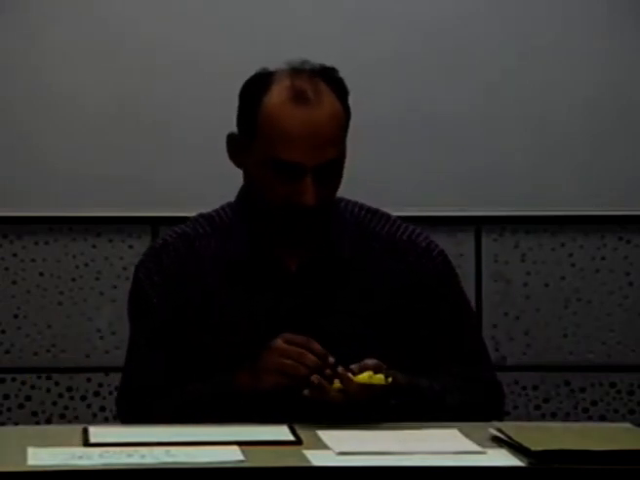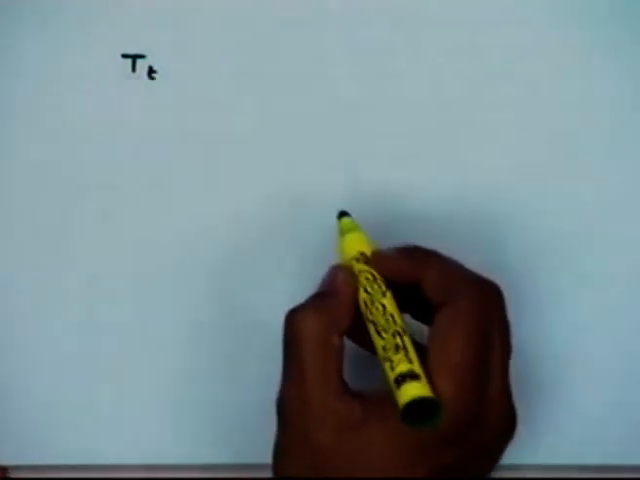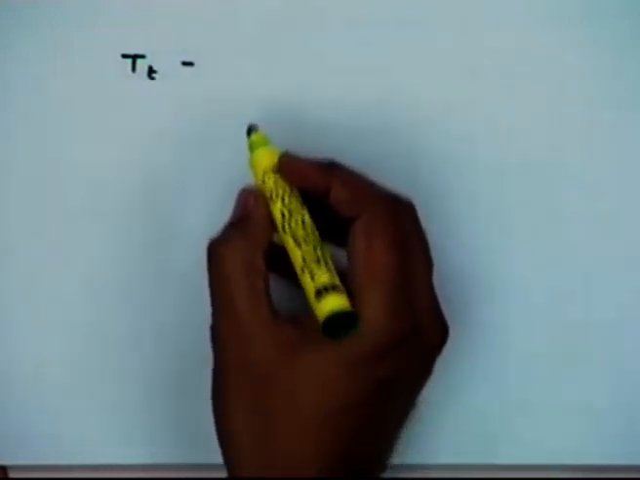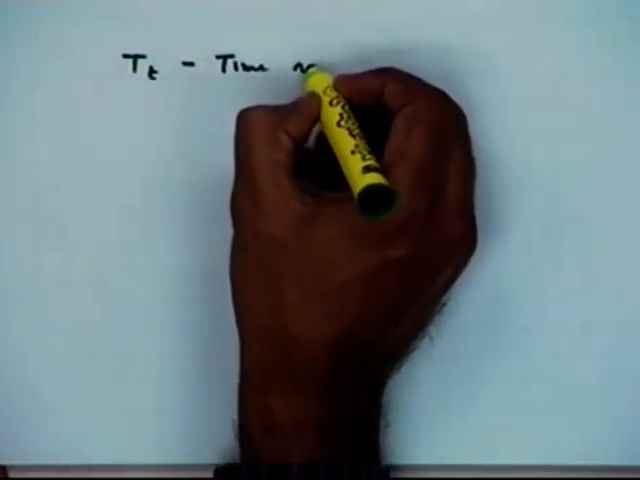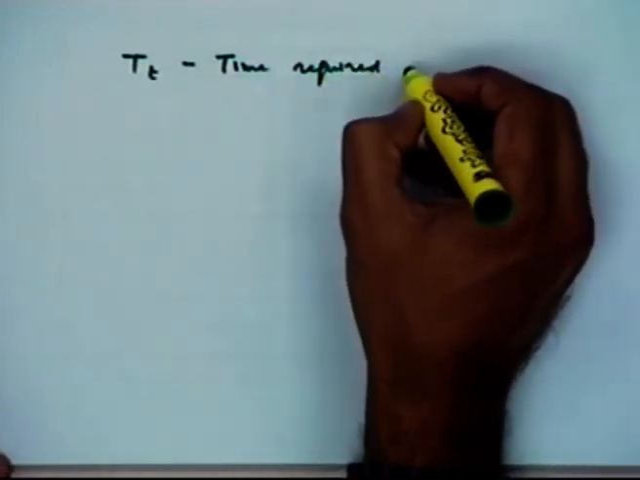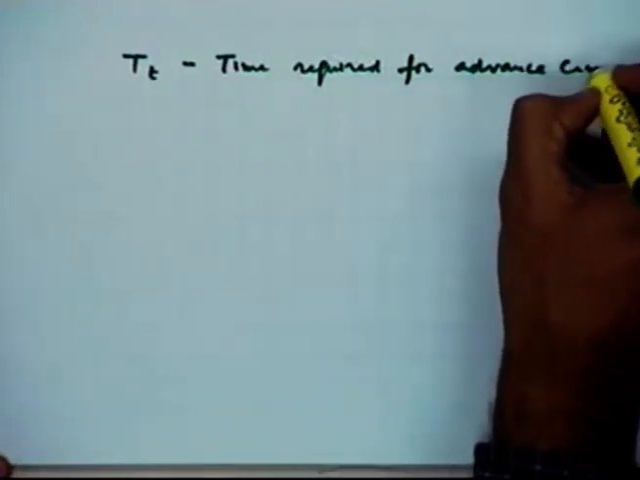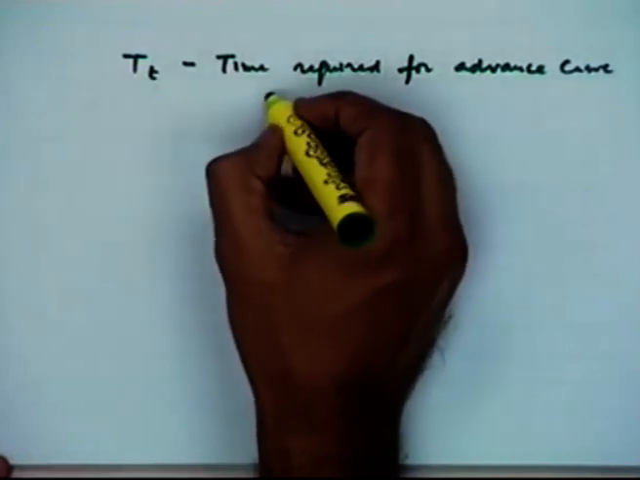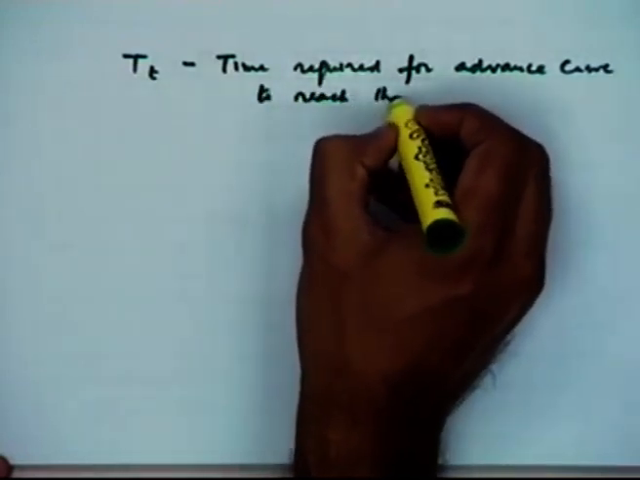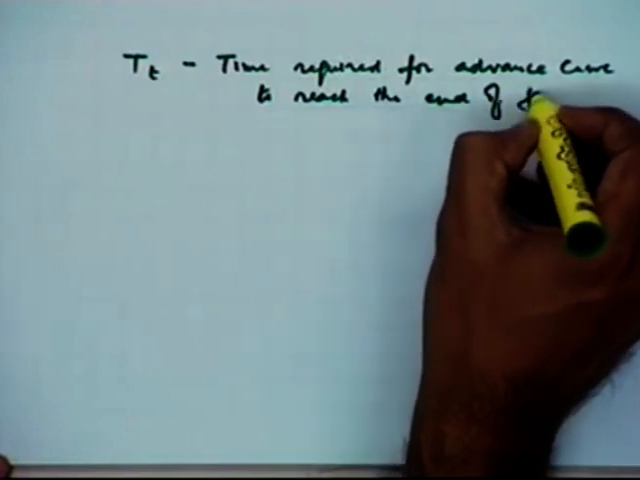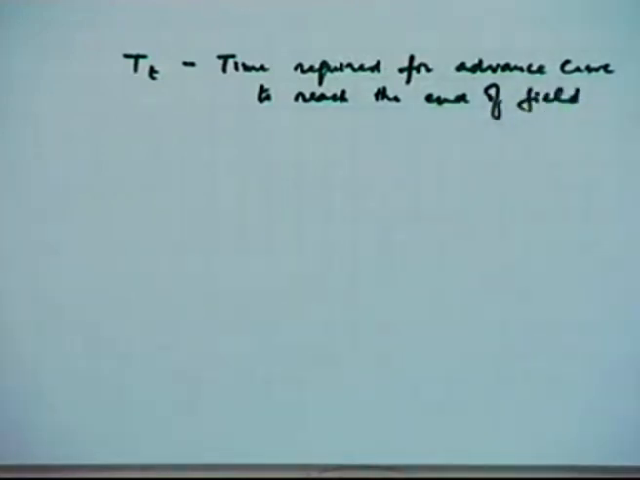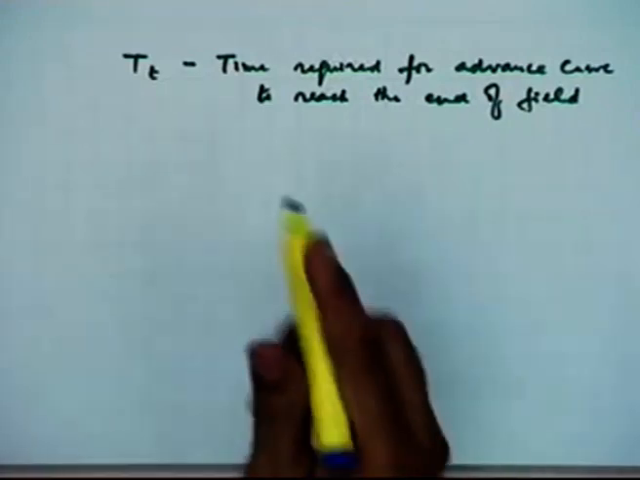Let's take two more quantities. Tt as time required for advance curve to reach the end of the field. Time required for advance curve to reach the end of the field.